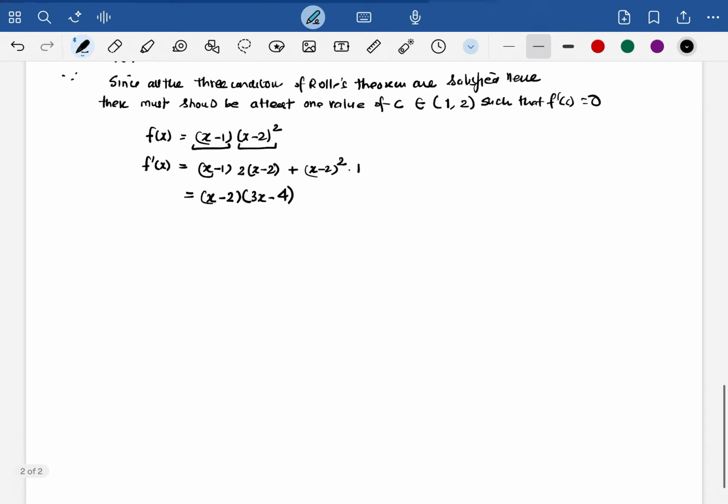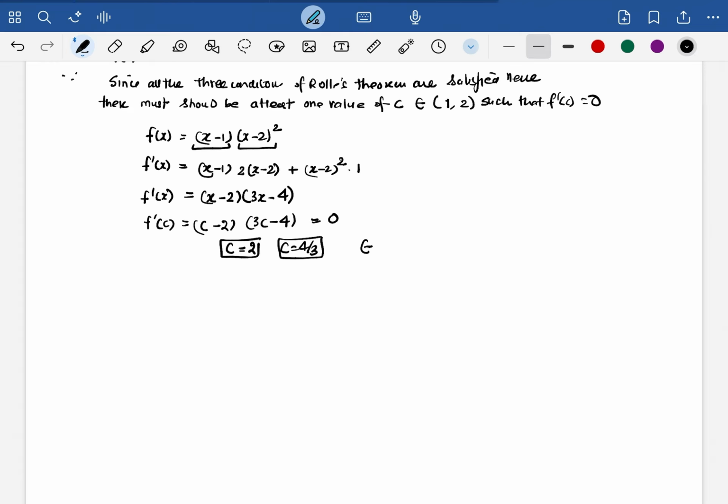Take the things common, because x minus 2 is common here and here, and solve it. So can we say f dash x is 0? So what is f dash c? F dash c is, put the value of x as c, so c minus 2 and 3c minus 4. And what is the condition? It is saying that f dash c should be equal to 0. So can we say we are getting two values of c: c is 2 and c is 4 by 3.